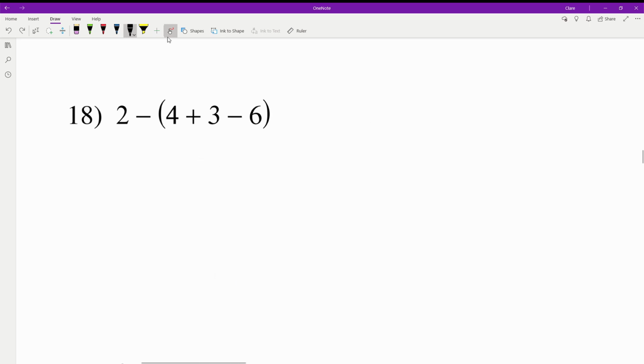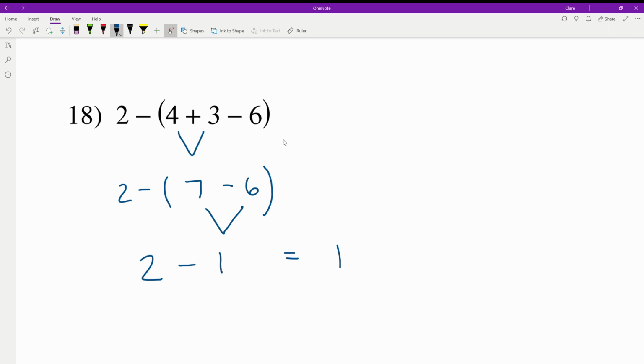Now on to number 18. In number 18, I have subtraction, addition, and subtraction. But remember, I have to do what's inside of my parentheses first. Now, what comes first? Addition or subtraction? Remember, addition and subtraction were together when we talked about order of operations. So I'm going to work those from left to right. So I'll do 4 plus 3 first within those parentheses. So 2 minus 4 plus 3 is 7, and then I'll subtract 6. Now, still working within my parentheses, 7 minus 6 gives me 1. So I'll have 2 minus 1, which equals a positive 1.